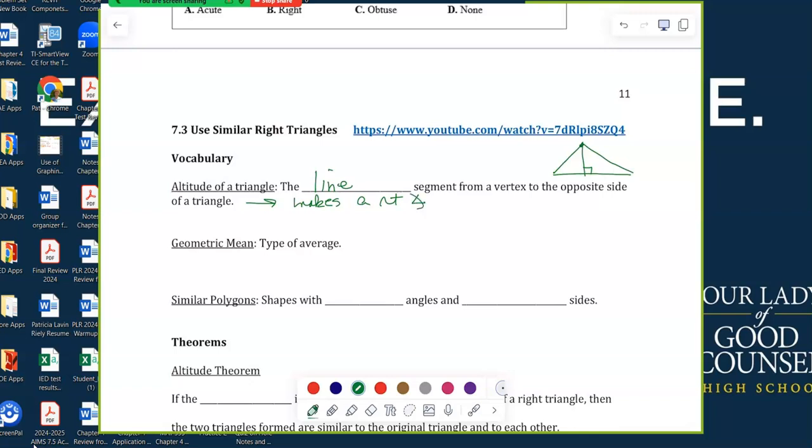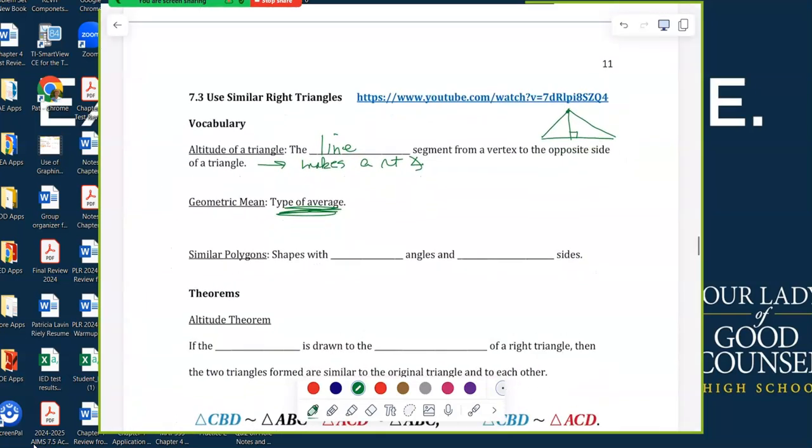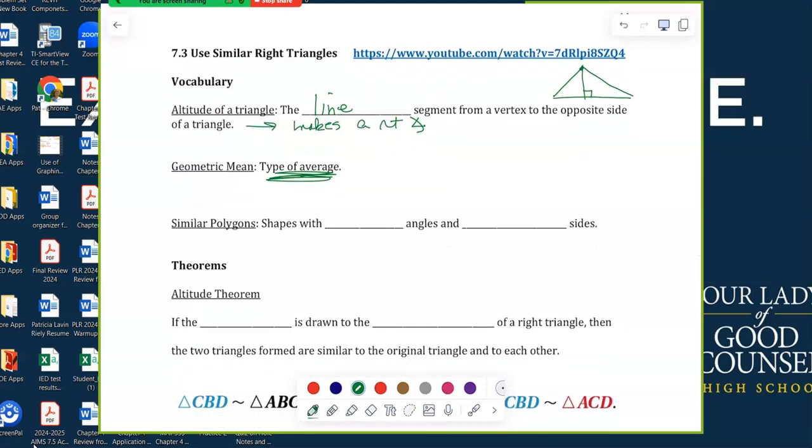Okay, a geometric mean, I want you to know, is a type of average, and we're going to do a lot of things with geometric mean. This you should know already. Similar polygons or shapes have congruent or just equal angles and proportional sides. Okay, when you reduce the proportional side, don't you get the scale ratio? Just to refresh on that.